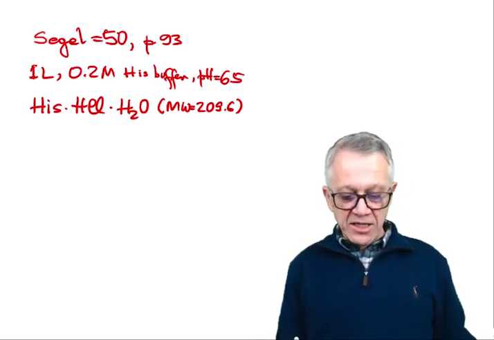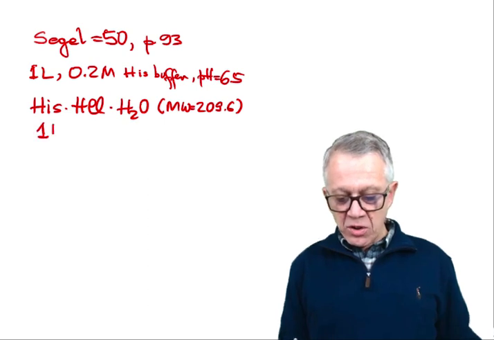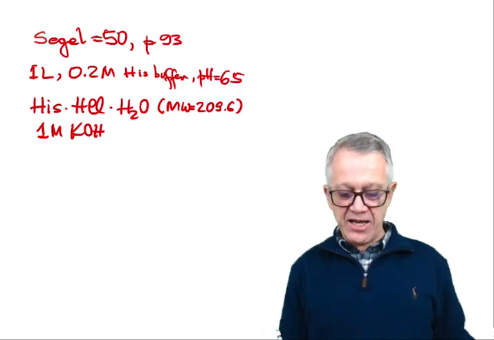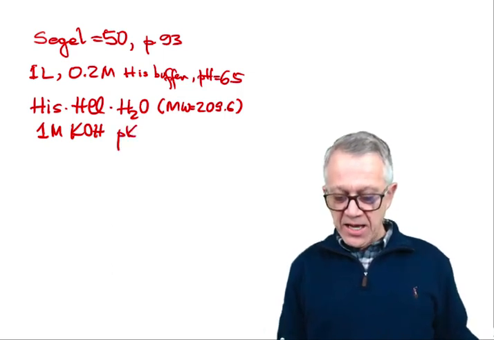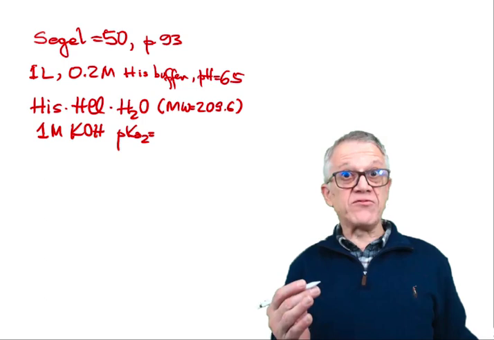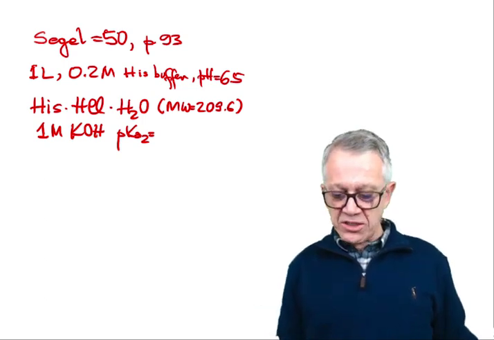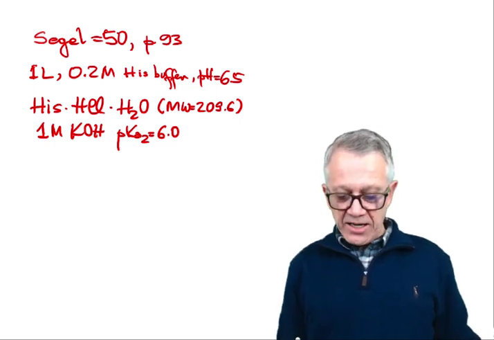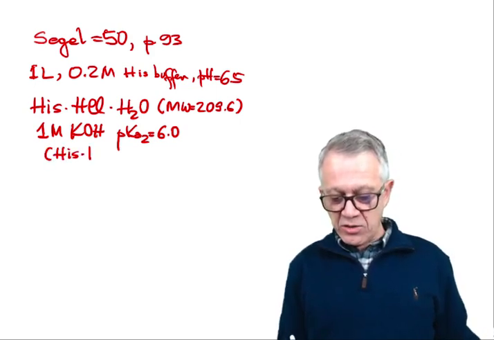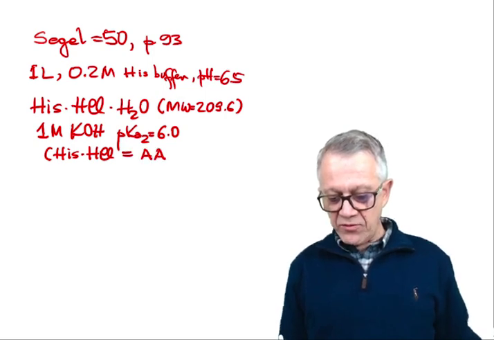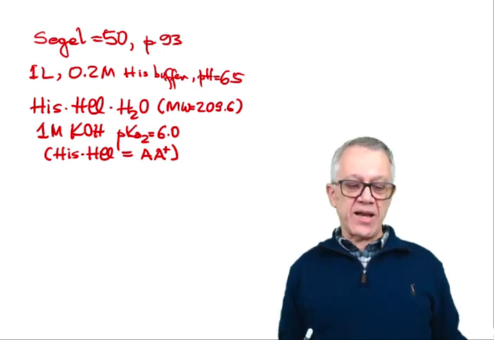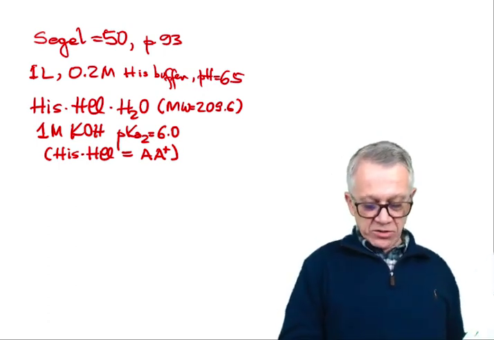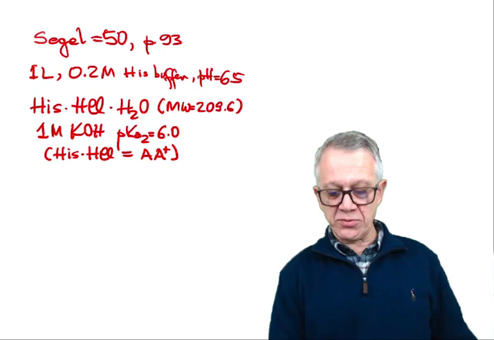And also it tells us that we have at our disposal a 1 molar solution of potassium hydroxide for us to adjust the pH. And it tells us that the pKa of the side chain for histidine is 6.0. And additionally, it tells us that the histidine hydrochloride is the same as the amino acid with 1 charge, AA+. So we have that information, and let's see how we approach this problem.